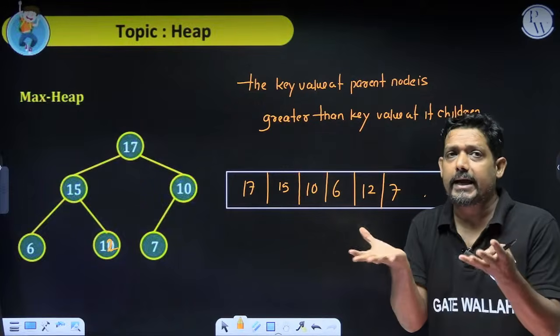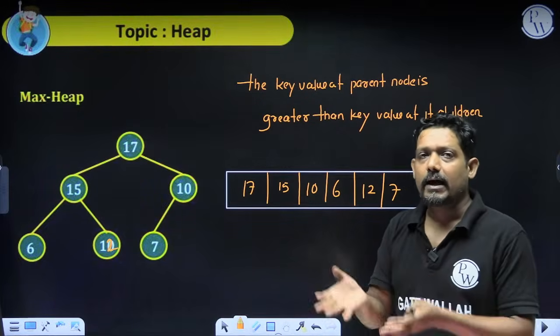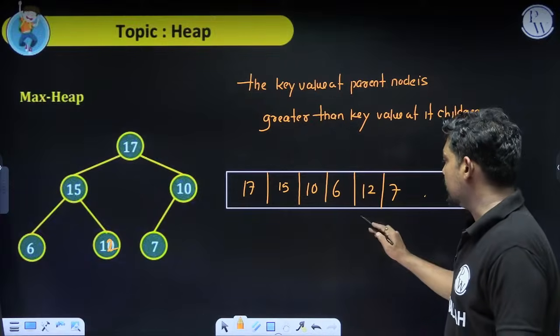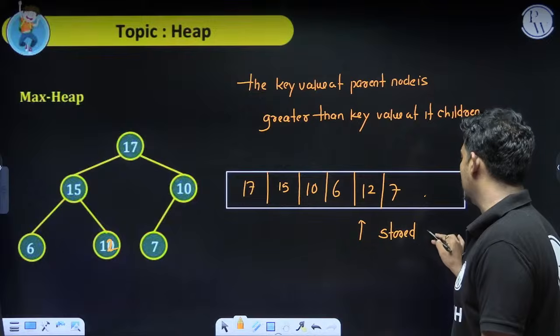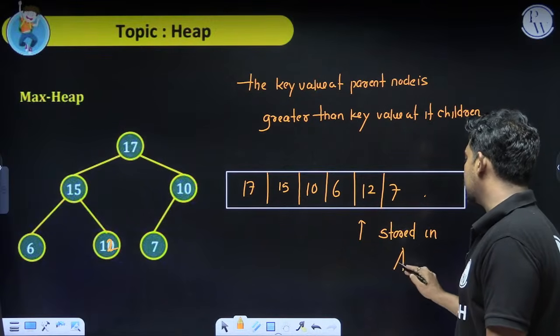So this is how we maintain the heap as a CBT and how it is stored. It is stored in a linear data structure, which is called an array.